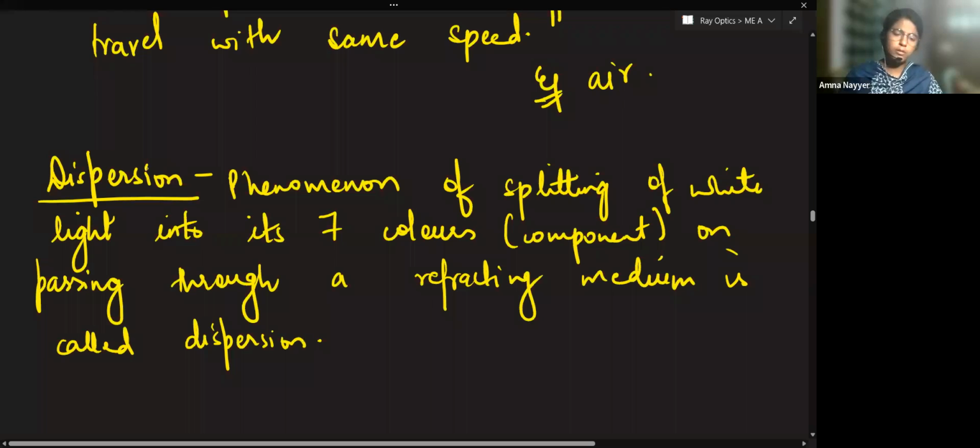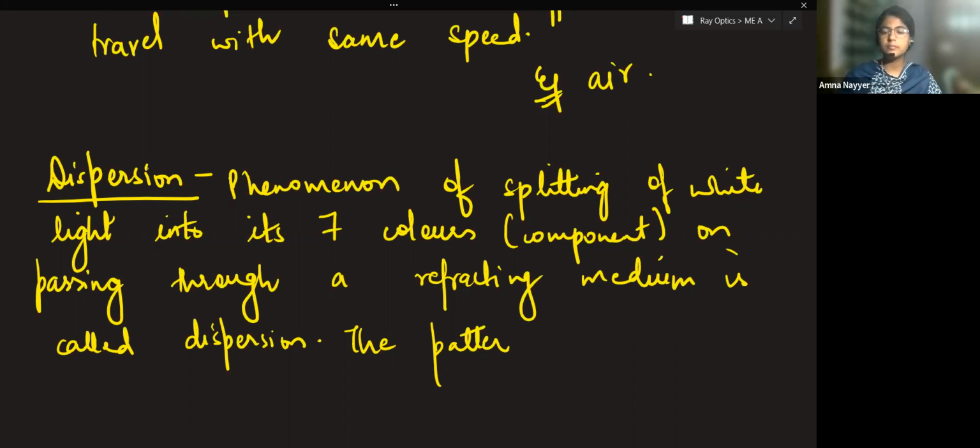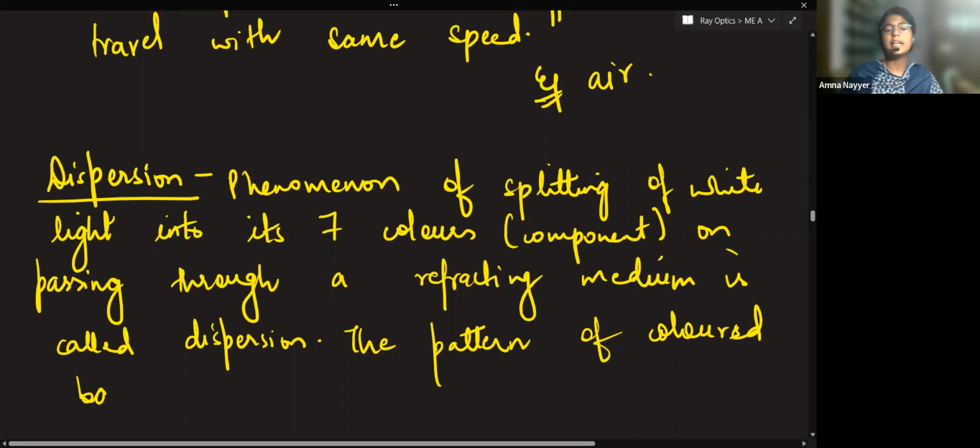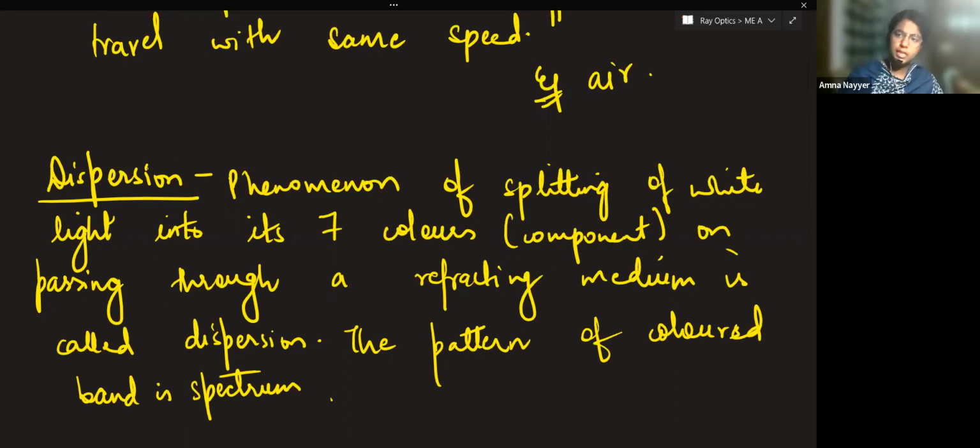Application-based questions are also asked from this, that we'll see later on. Numericals are also asked. The pattern of colors that you see, or you can say the colored band, is called the spectrum. We'll see the color spectrum when we do the prism.